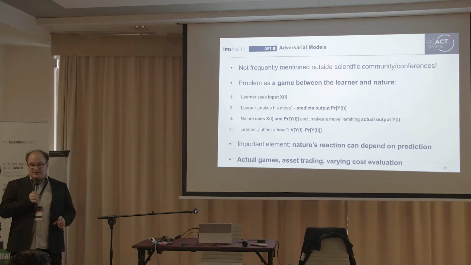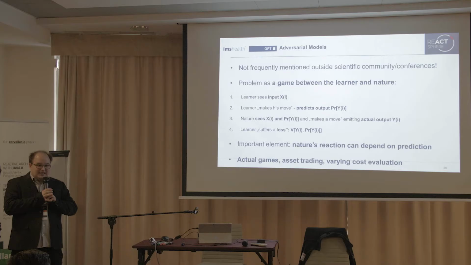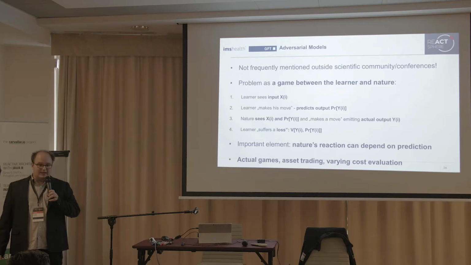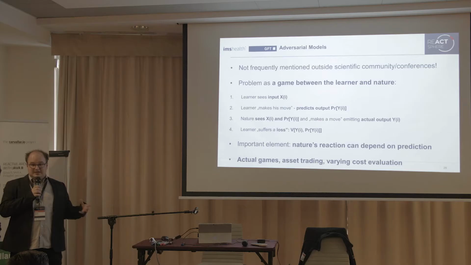Then, of course, we have the cost. That is the V function here that calculates the loss that we had as a result of the difference between our predicted Y and the actual Y. And why is that important and actually useful? Because it assumes that the actual value of Y, so the opponent's move, may depend on the prediction, so our move. And that's often the case in life. For instance, if you play an actual game, let's say a game of chess, the opponent sees your move before he makes his. Or if we're deciding whether to buy or sell some stocks on the market, our decision to buy or sell a large number of stocks may actually change their price. So this is pretty realistic.